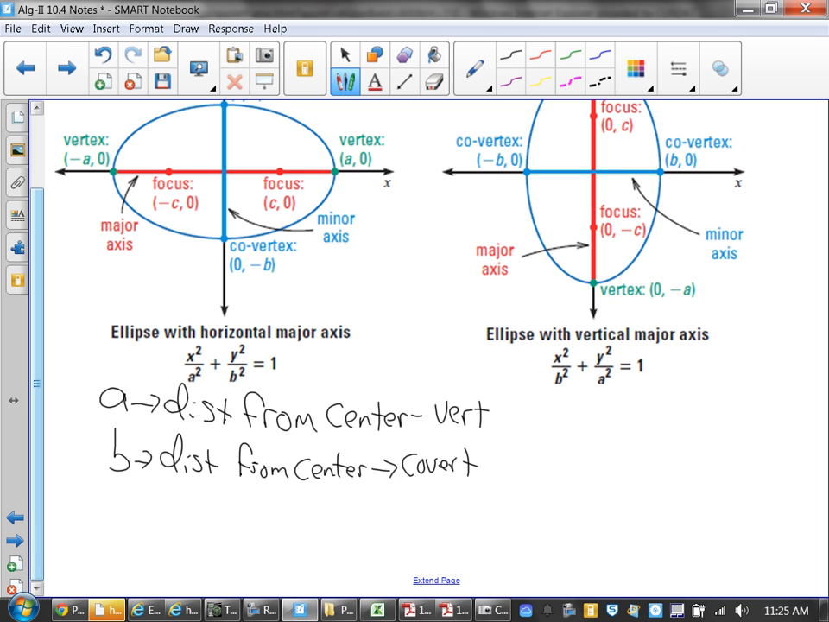Okay. And then lastly, the C value is going to be your center to your focus. It's very easy to remember which ones go with which. C, there's a focus, there's a C and a focus. So C goes to focus. Okay.